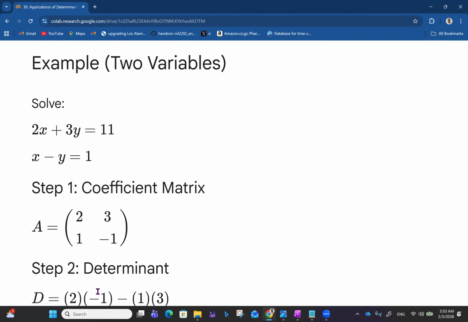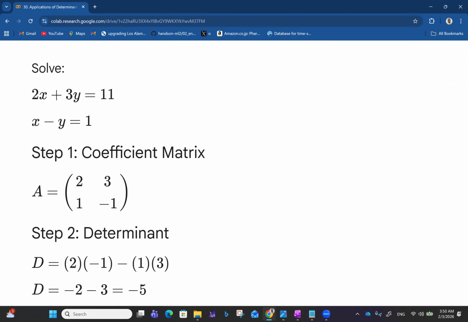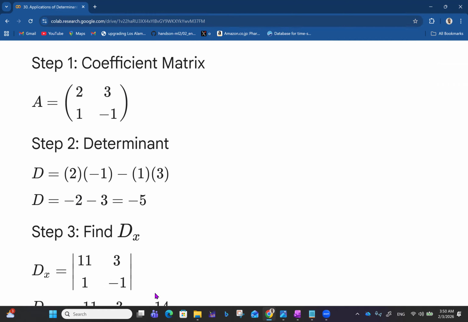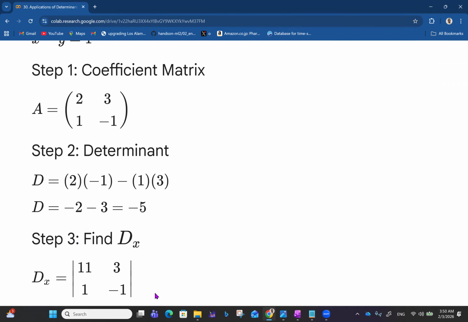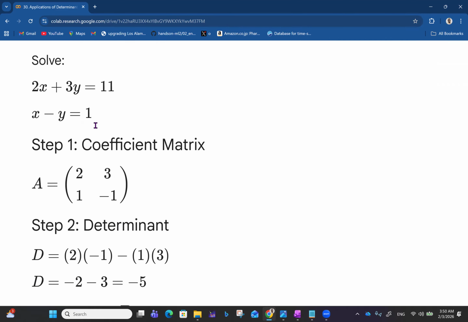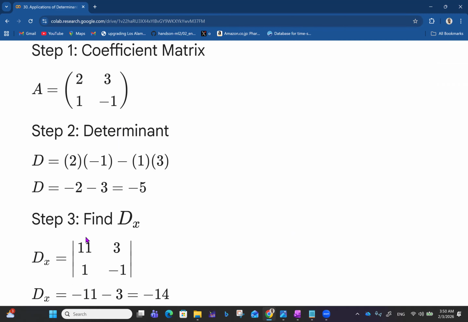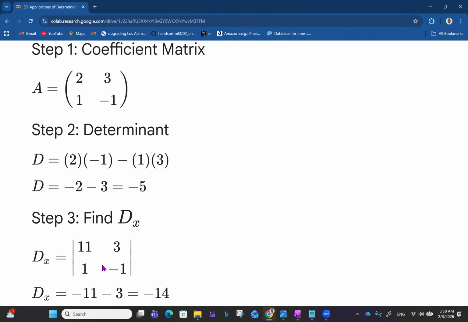So imagine this, you have this system: 2x plus 3y equals 11, x minus y equals 1. So step one, the coefficient matrix is the matrix of all the coefficients: 2, 3, 1, minus 1. So the determinant of that is going to be 2 times minus 1 minus 1 times 3, that is minus 2 minus 3, which is minus 5. So you keep that. Now for dx, because you need x, instead of the coefficients 2, 1 for x, you replace that with the right hand side, which is 11, 1. But then you retain 3, minus 1. So you have 11, 1, 3, minus 1. Then you find the determinant. So dx is minus 11 minus 3 equals minus 14.